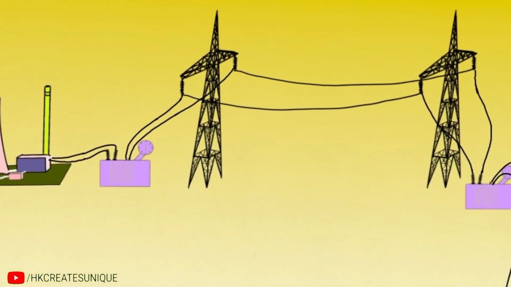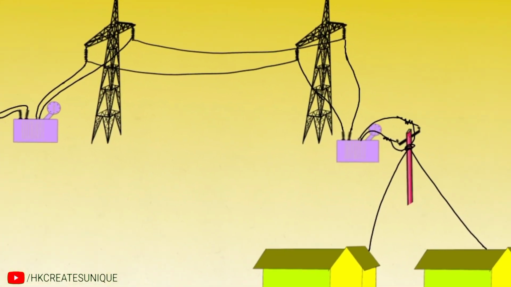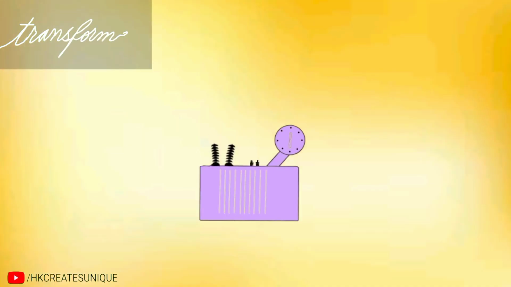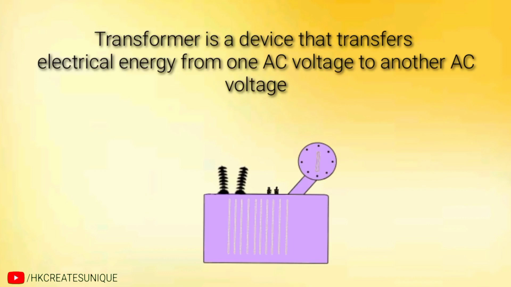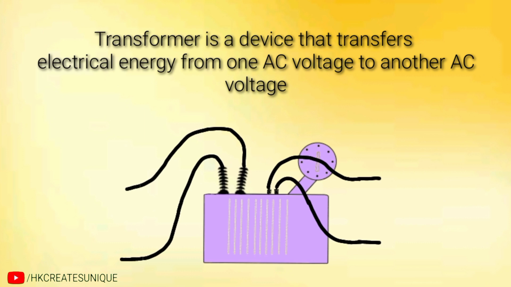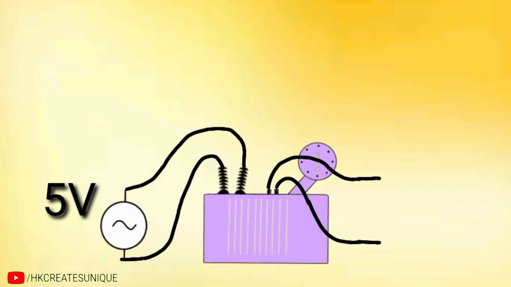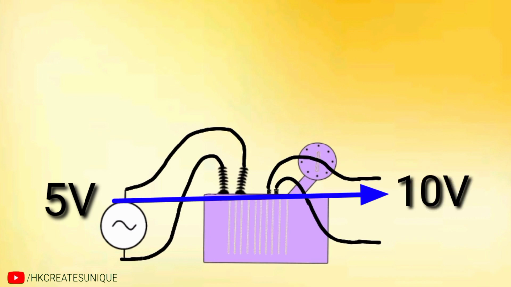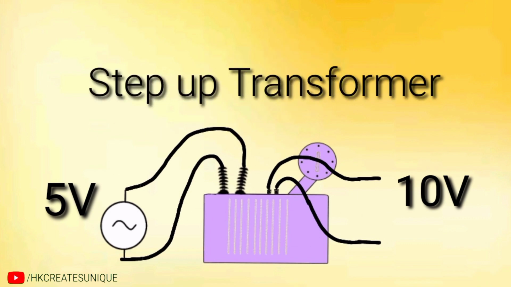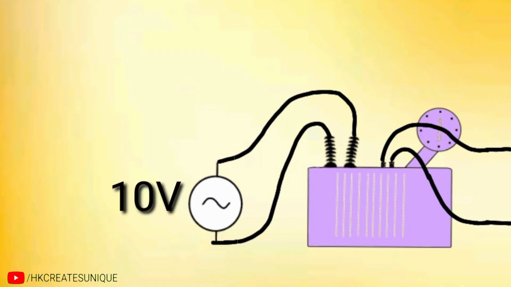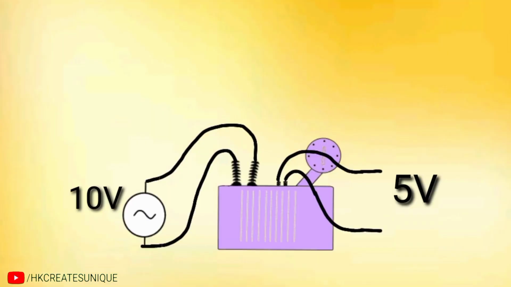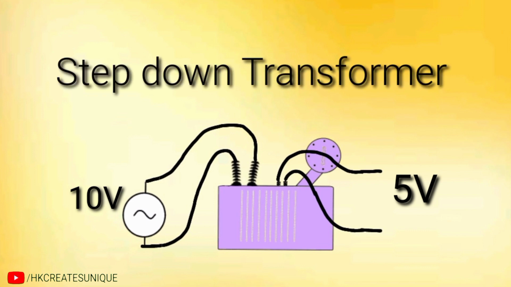Before I explain the reason why alternating current is used, you first need to understand how a transformer works. Transformer is a device that transfers electrical energy from one AC voltage to another AC voltage. For example, this transformer here can transform 5 volts alternating current to 10 volts alternating current. That's why this transformer is called step-up transformer. But if a transformer transforms 10 volts AC to 5 volts AC, then it is called step-down transformer.